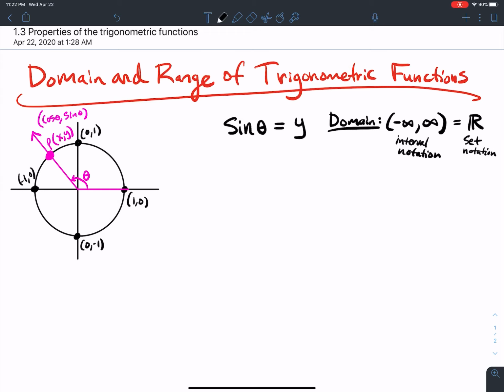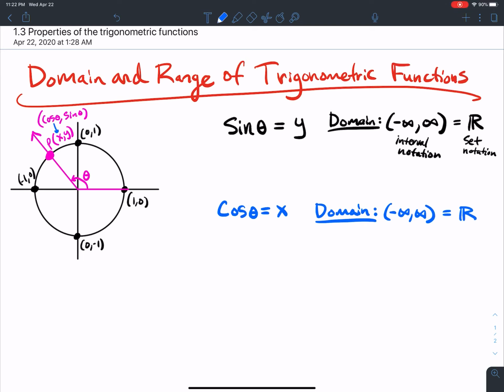Now for the cosine function, the cosine of theta is equal to x. There's nowhere here that we're going to be dividing by 0, so once again, the domain is all real numbers. You can put R if you would rather. I'll take either one of those unless the exam specifies to put interval notation. So the domain for the sine and the cosine function is all real numbers.